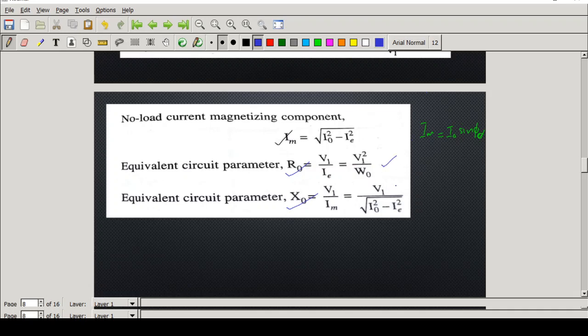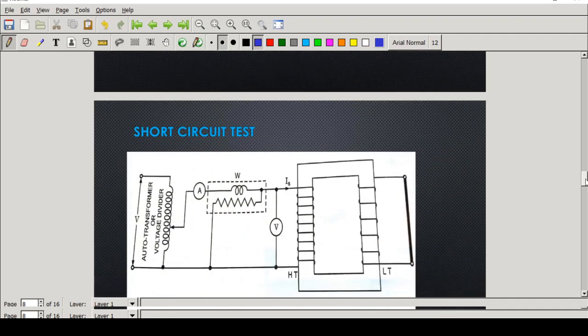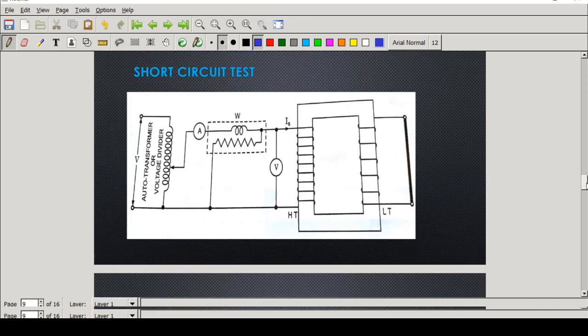So we already got the no load parameters. Now the next thing is to find the resistance and reactance of the primary winding and secondary winding. For that we use the short circuit test. This is the arrangement of the short circuit test. Here you can see that the primary winding is high voltage and the secondary winding is low voltage. Now you can see that the low voltage winding is short circuited, unlike the previous case. In the previous case, which side was open circuited? Low voltage side.